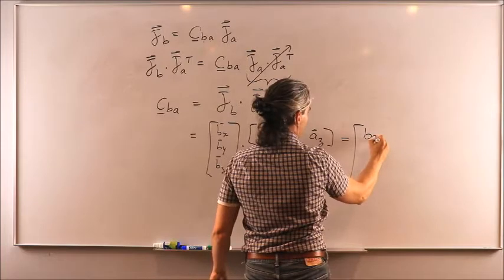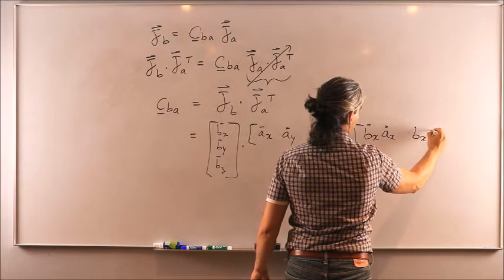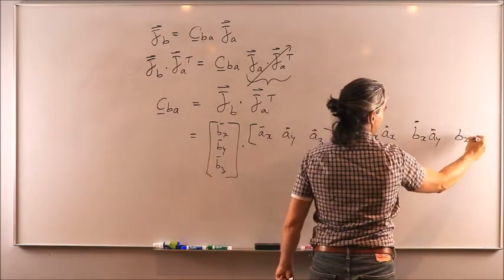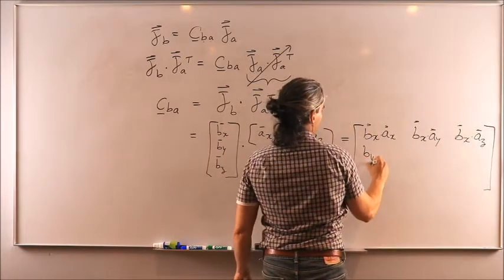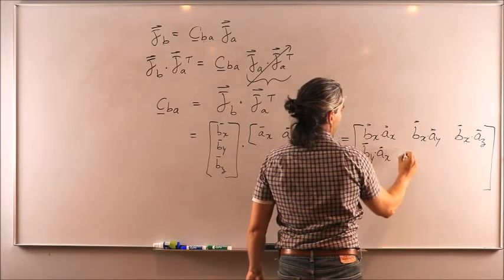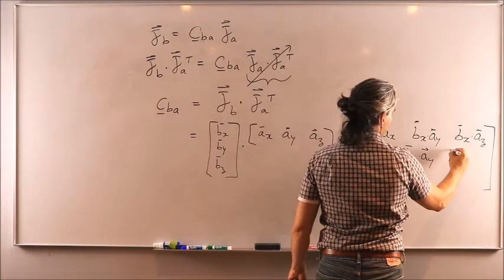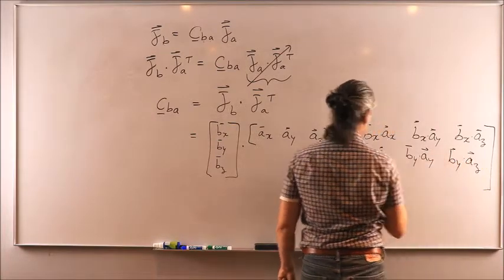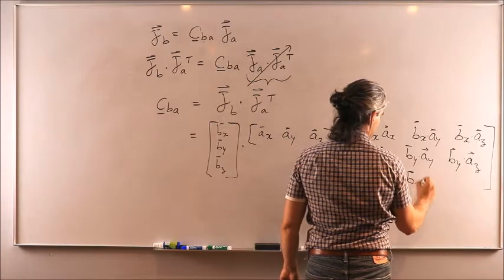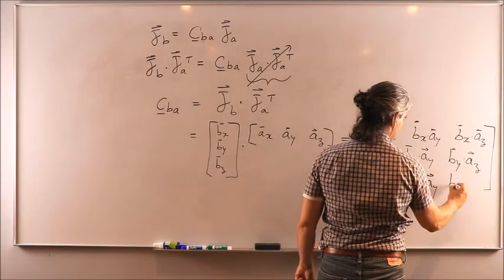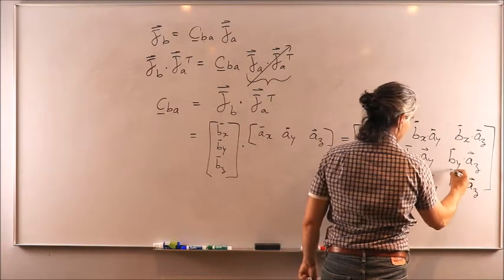So you're going to get bx dot product ax, bx dot product ay, bx dot product az, by dot ax, by dot ay, by dot az, bz dot ax, bz dot ay, and finally bz dot product with az, like this.